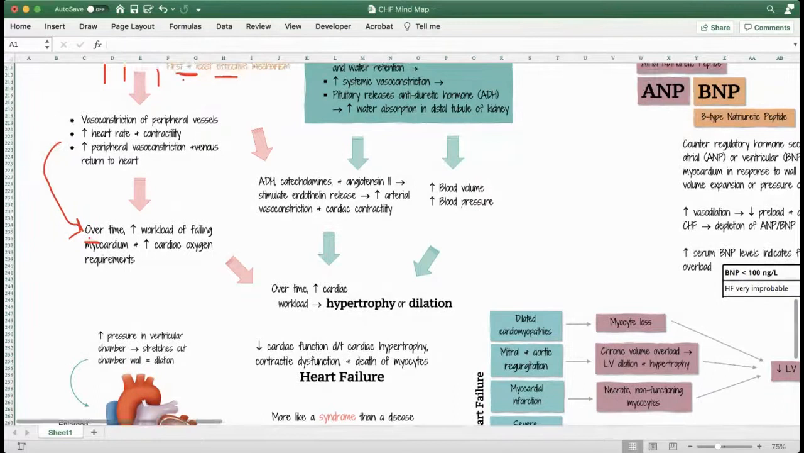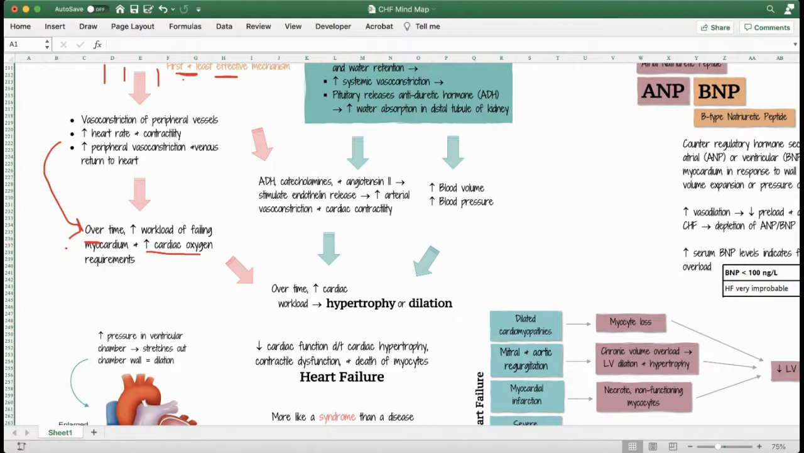trying to increase our cardiac output, eventually that heart muscle is going to fail. It isn't going to be able to continue doing that long term. And again, we talked about it requiring more oxygen because it's working so much harder. And eventually all of that is just going to come to a head and it's going to fail.